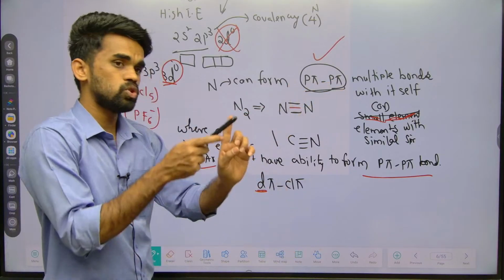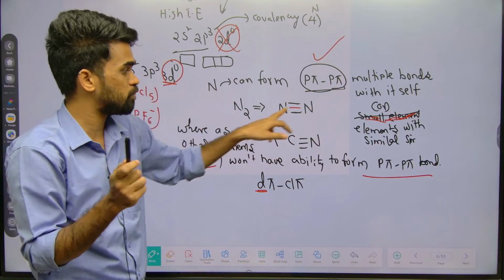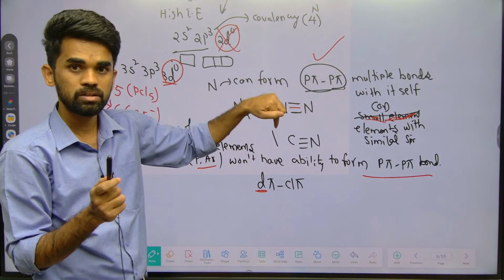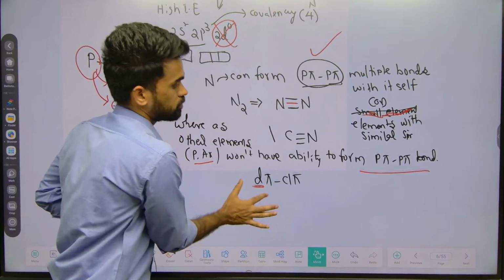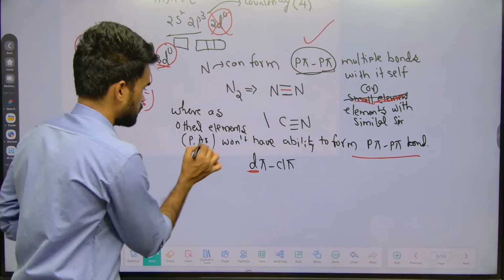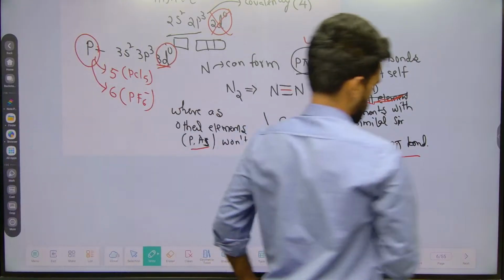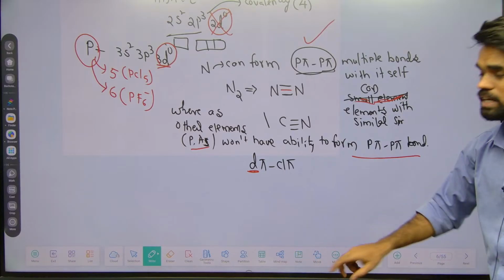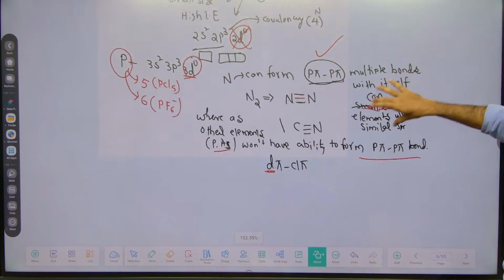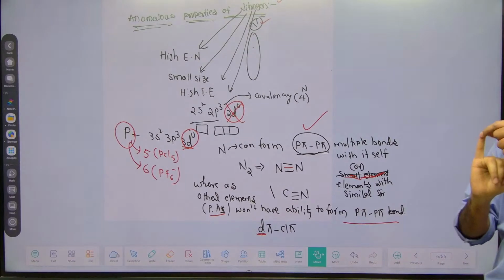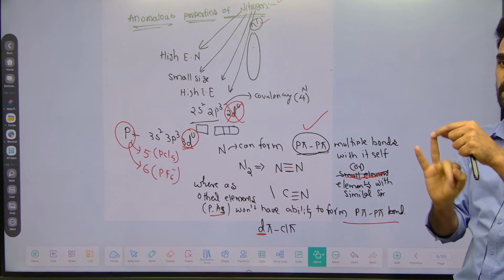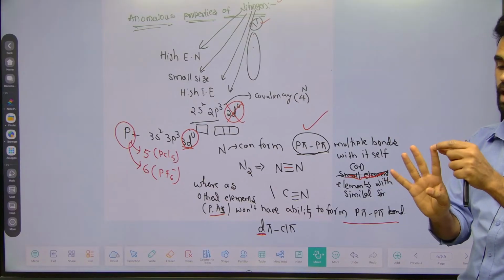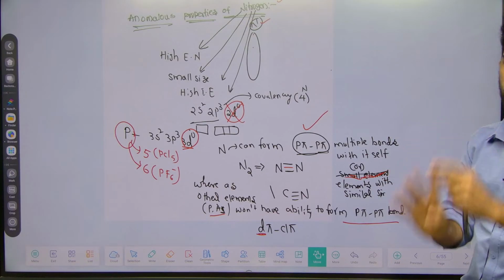Okay, same story in the carbon family also. Carbon can make what type of bonds? p pi bonds, but not d pi. Done up to here? What are the reasons for anomalous behavior? Once again, tell me: high electronegativity, small size, high ionization energy, or unavailability of d orbitals.